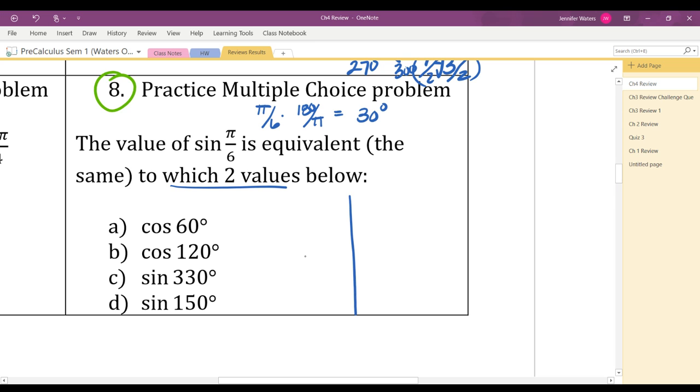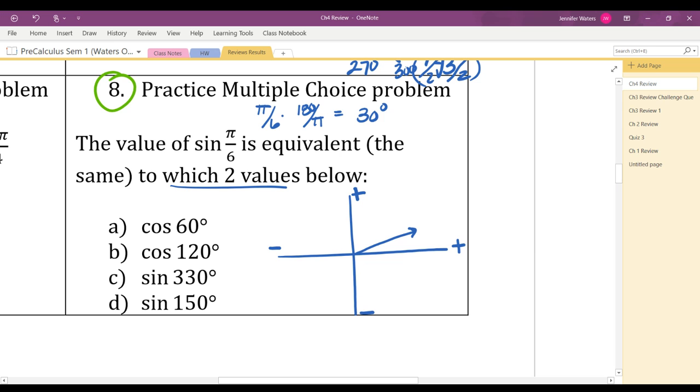Let's start out by drawing our unit circle. I know that my x values are positive, y value is positive, x value is negative, y value is negative, and this is going to help us. So 30 degrees is my first angle here.